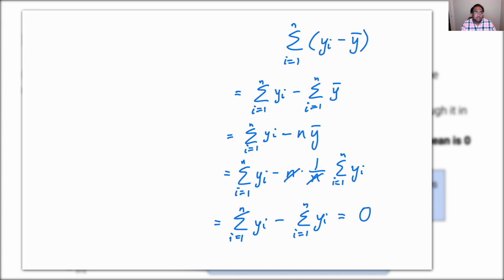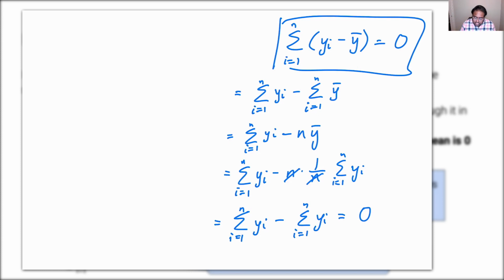What this is saying, like an example of what this is saying, is if you take a bunch of values and sum them together, it's the same as if you sum the average of all those values that many times. So like 1 plus 2 plus 3 plus 4 plus 5 is the same as 3 plus 3 plus 3 plus 3 plus 3, for instance. And so this quantity is equal to 0, and we will need that fact.